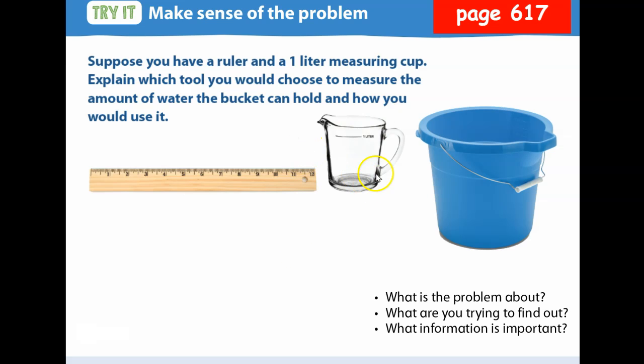I'm going to use the measuring cup because I can't pour water into the ruler. Am I? Awesome. So look at your bucket. I pour water or liquid into the bucket, right? So I'm going to need something that I can measure and pour liquid into. I can't pour liquid into a ruler, but I could use the 1 liter measuring cup.